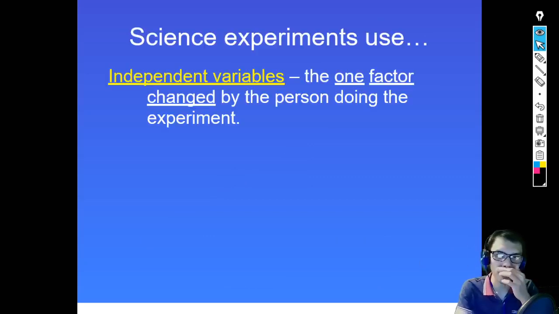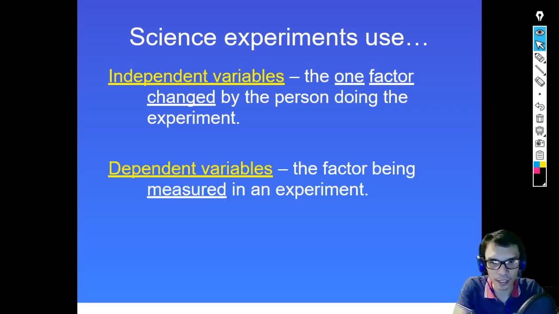The independent variable is a factor that is changed by the person who does the experiment, and this independent variable affects the result. The result is called the dependent variable. This is the factor that is measured in a particular experiment. So we have independent and dependent variables, and the other one is the constant variable.